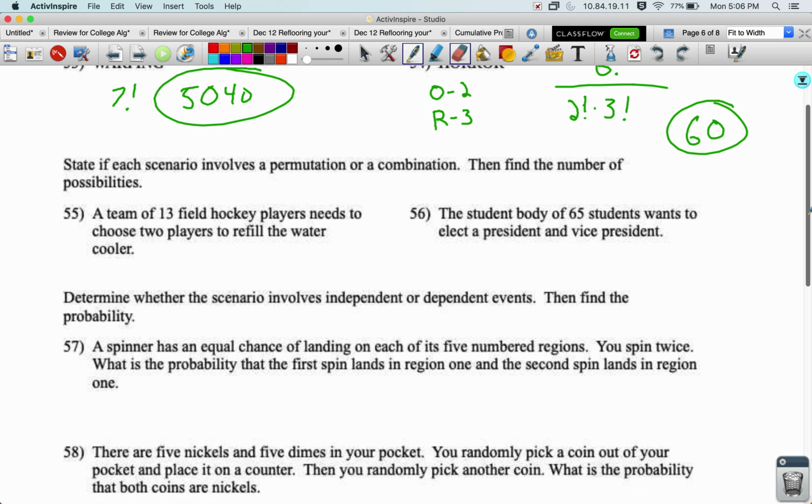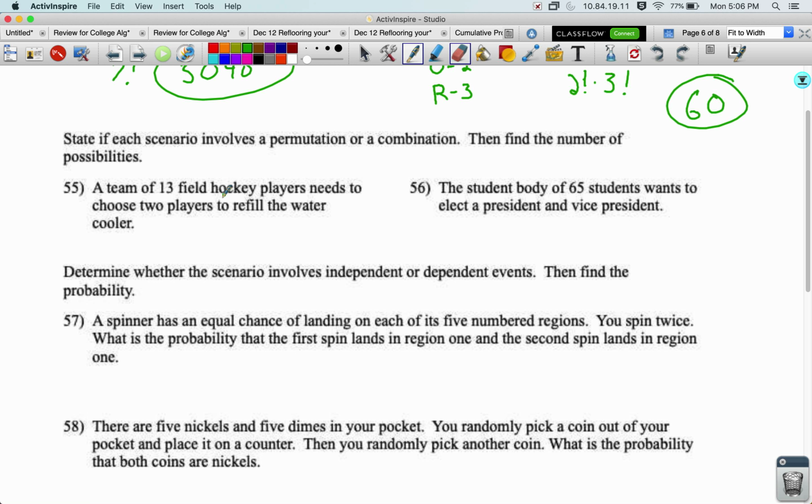State if the scenario involves a permutation or combination, then find the number of possibilities. A team of 13 field hockey players needs to choose 2 players to refill the water cooler. So this is a combination because order doesn't matter. It doesn't matter who goes first and who goes second. We just go 13 choose 2, and that is 78 different combinations we can send.